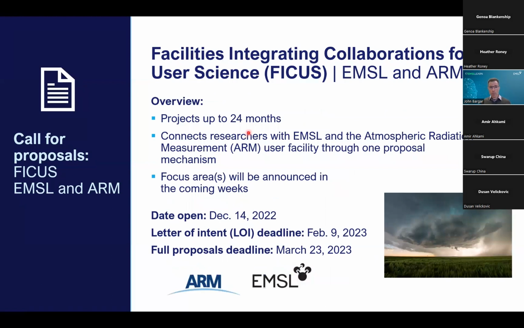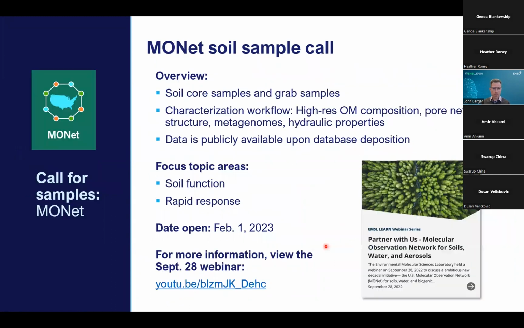All right, so the third of the 4 proposal types is another collaboration, in this case, another FICUS specifically. It's to have joint access to capabilities at EMSL and at the Atmospheric Radiation Measurement Laboratory. Again, funded for 2 years, it connects researchers with molecular characterization capabilities here at EMSL and sample collection capabilities at one of the ARM mobile sites deployed around the US, as well as science capabilities. Again, the specific focus area will be announced when the proposal call opens in just a few weeks on the 14th. Letters of intent are required if you want to submit a full proposal, due on February 9, full proposal due on March 23rd.